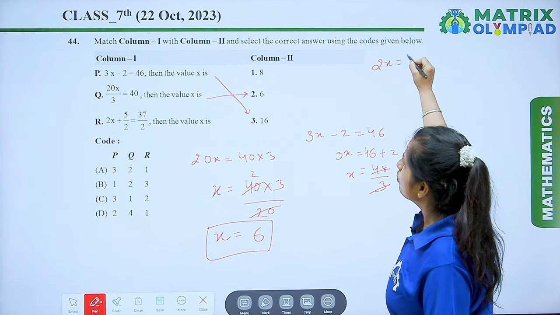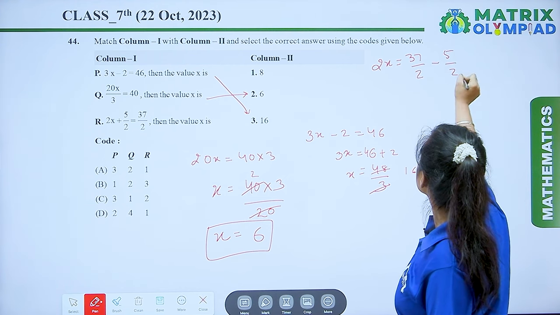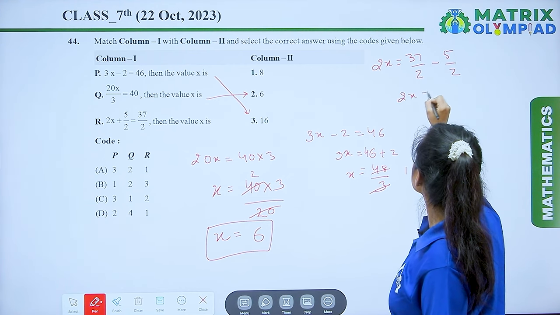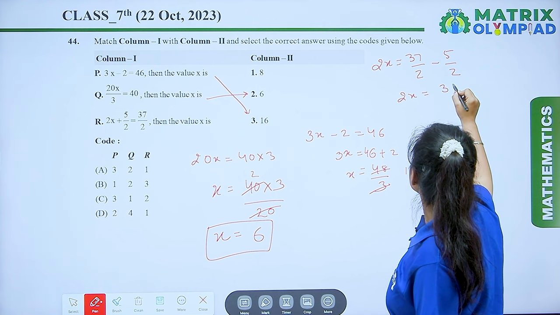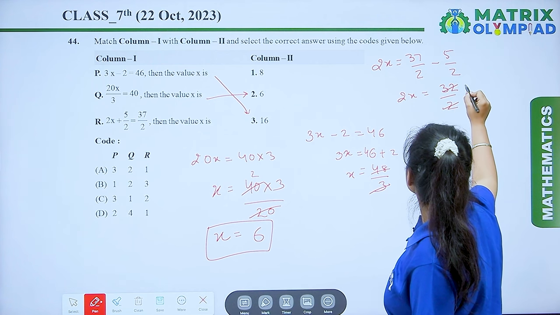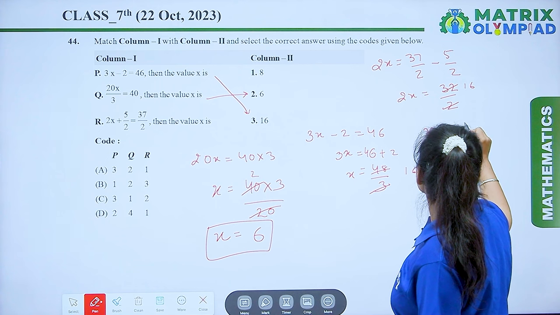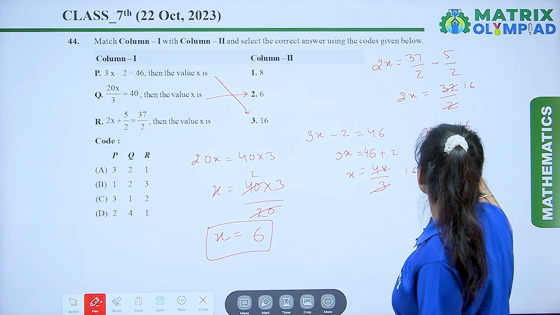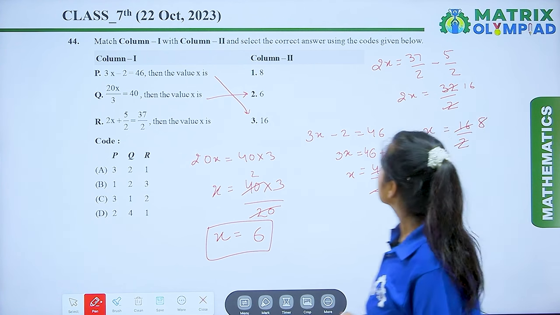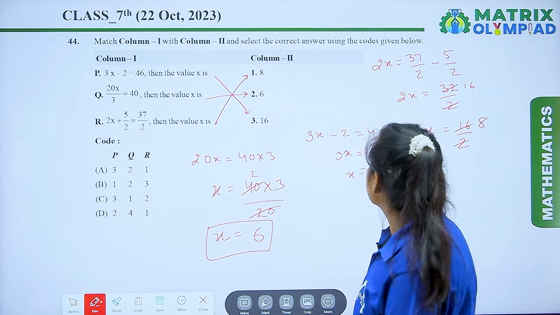Now, the third one, 2x is equal to 37 upon 2 minus 5 upon 2. So, here we have 2x equal to 32 upon 2, which is 16. So here, the value of x is 8.